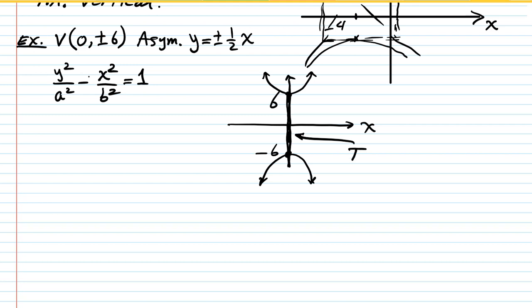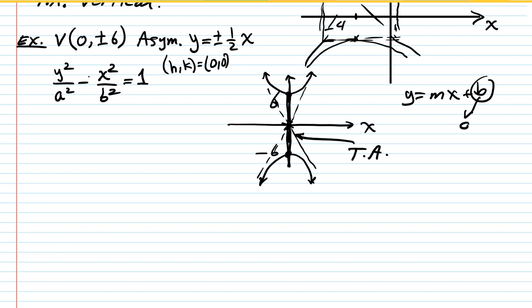Okay, and this is the transverse axis again. Vertical, so it starts with y. The center is at 0, 0 because y equals mx plus b, and this is 0. So the line runs through the origin, the center. And there you have it. Which made me write h and k here. h, k are 0, 0. Center at 0, 0.